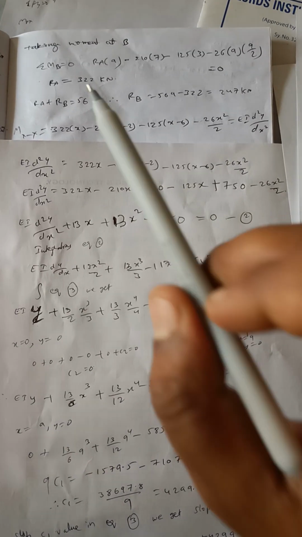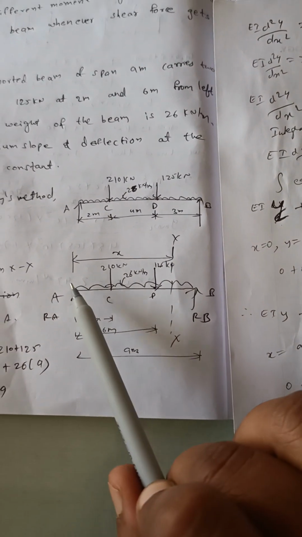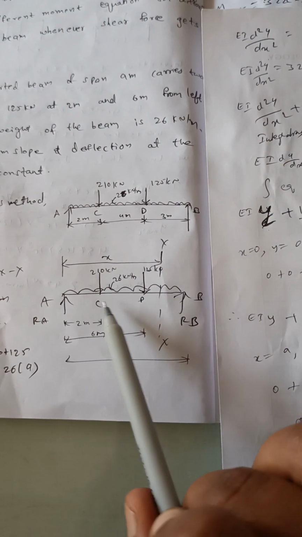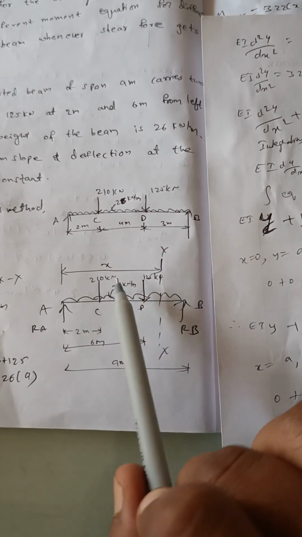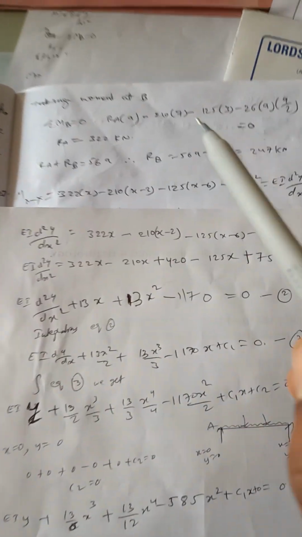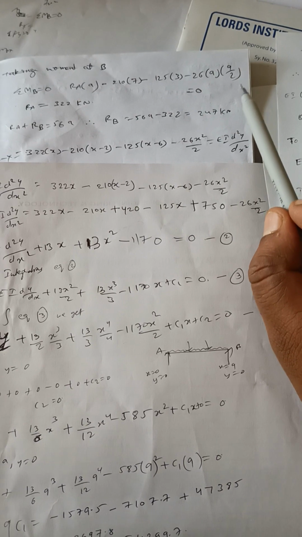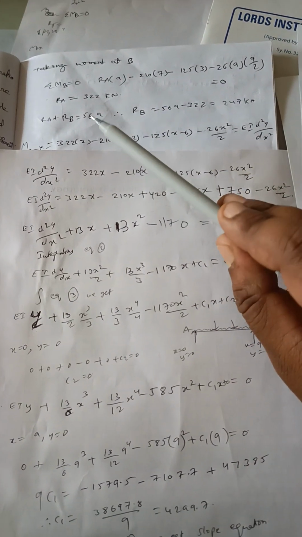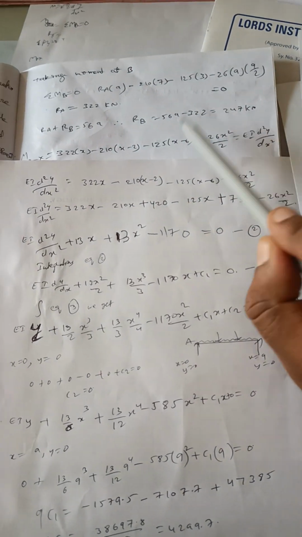Next, applying sigma MB equal to 0, that means moment about B equal to 0, so Ra into the perpendicular distance 9, minus 210 into this distance, minus 125 into this distance, minus 26 into 9 into half of the length. So the same thing we have written here. So Ra into 9 minus 210 into 7 minus 125 into 3 minus 26 into 9 into 9/2. So Ra we will get as 322. So we can find Rb. So we can have this equation. So substituting the Ra value, we get 247 as Rb.